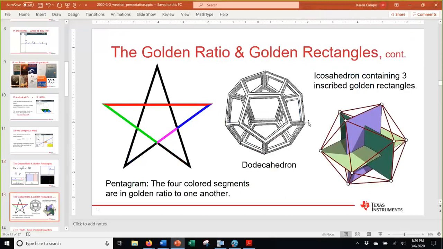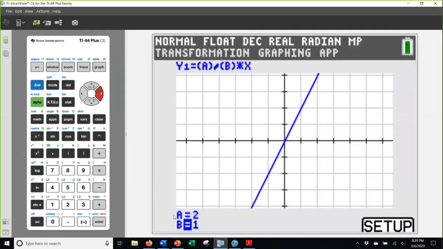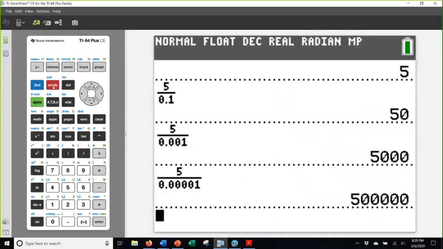The dodecahedron, the icosahedron here contains 3 inscribed golden rectangles, which indicate the 12 vertices. And the pentagram, the Pythagoreans thought the pentagram was a mystical divine diagram. And if you see here, the pieces of the pentagram are all in the golden ratio to each other. The red to the green to the blue to the pink are in golden ratio to each other. So lots of really fun activities that we can do with the golden ratio. And let's begin one of them by thinking about the Fibonacci sequence.